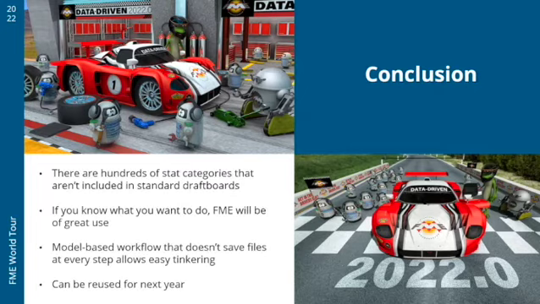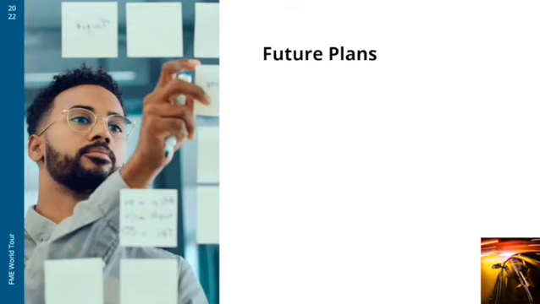A conclusion from this is that there are hundreds of stats out there that you can't include, but with FME, if you know what you're doing, you can bring them in and trim your stat sheets pretty easily. You can tinker along the process and you don't have to restart everything, which was really good if you've made a mistake somewhere. And I can reuse this for next year when we redo another draft. So it's quite good for that.